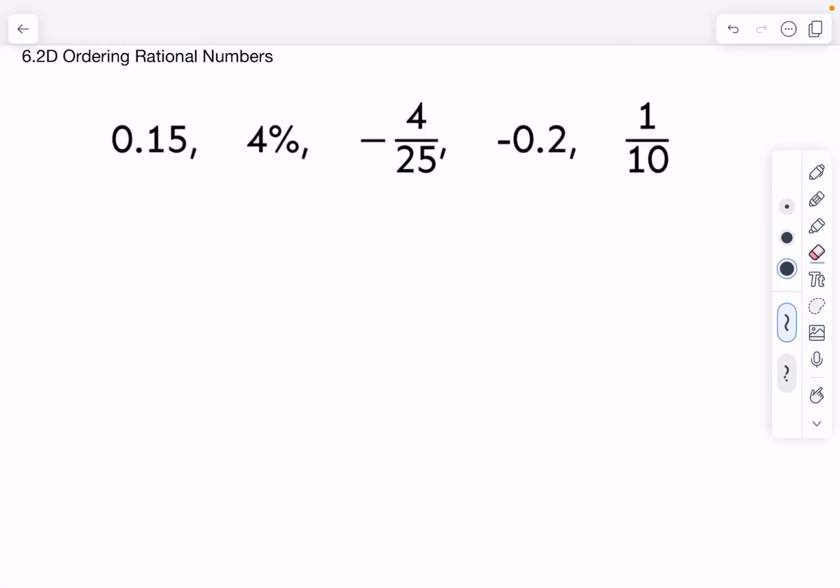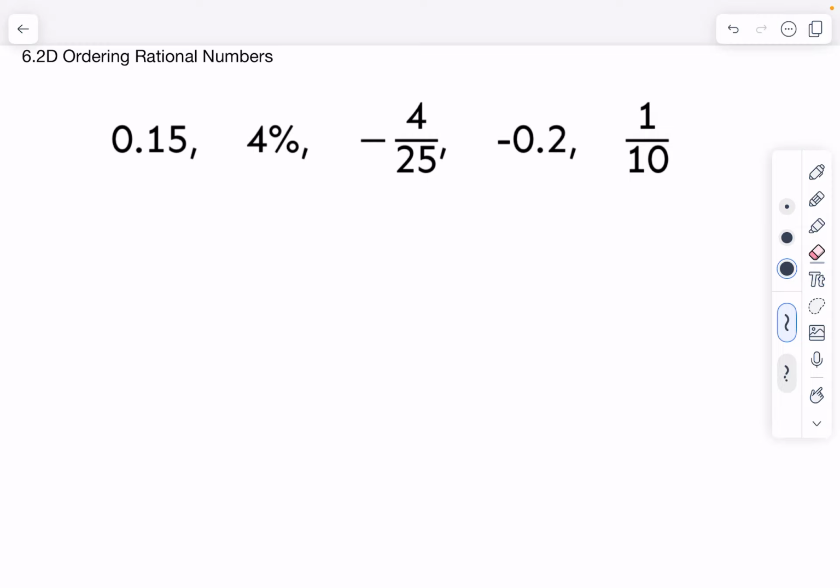numbers. This is actually 6.2D. These numbers need to be put in order from least to greatest. I mean, smallest to the biggest. So the very first thing I'm going to do is convert all of them to a percent. So I'm comparing whole numbers. Even though they're going to be equivalent, I'm just putting them all in percent.